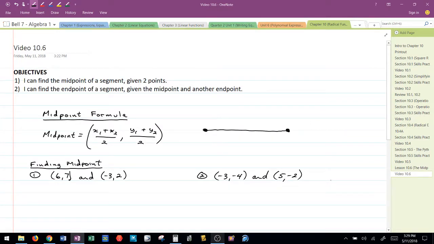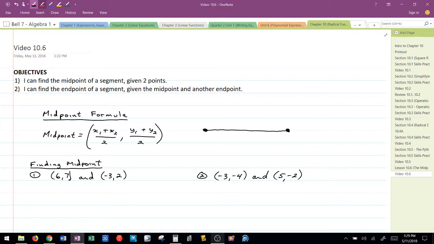This video is for 10.6, and in this video we're working on the midpoint and finding the midpoint of a segment, and then also how to use one of the endpoints and the midpoint to find another endpoint of a segment. Okay, this is simple arithmetic.